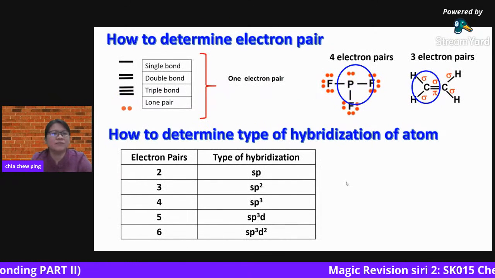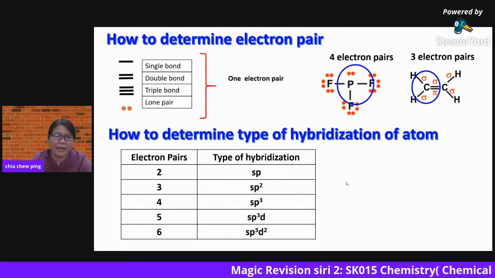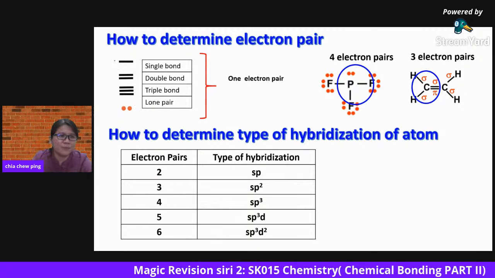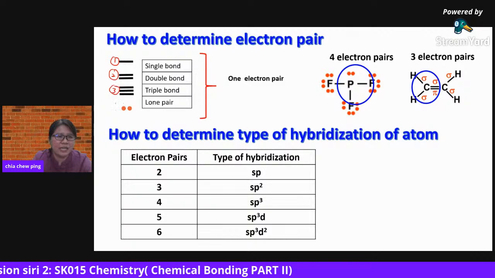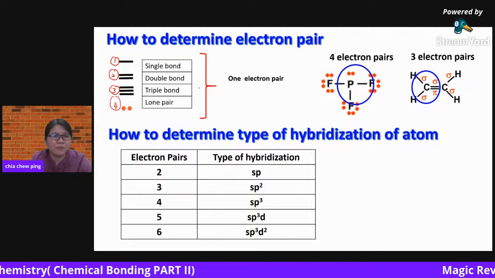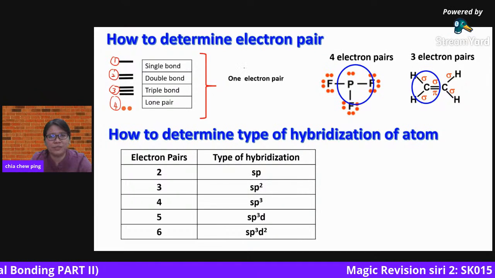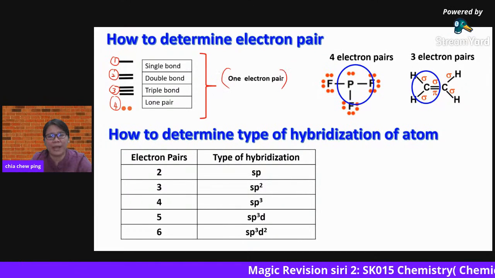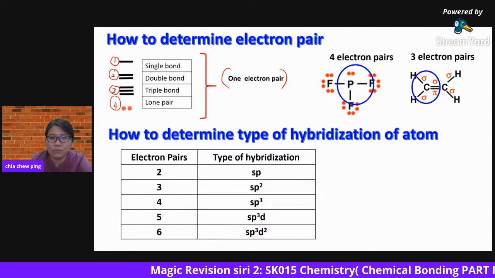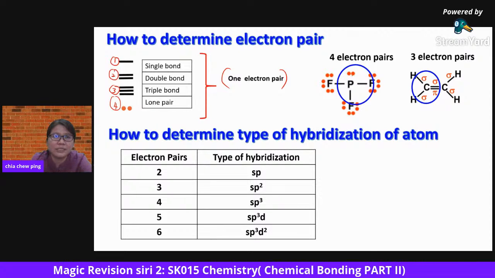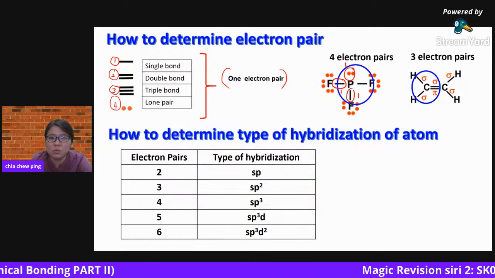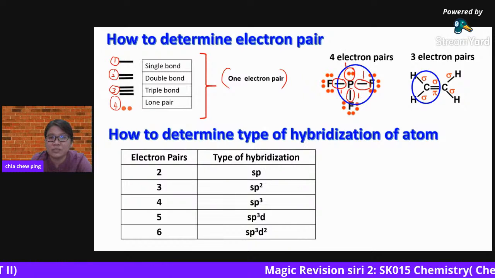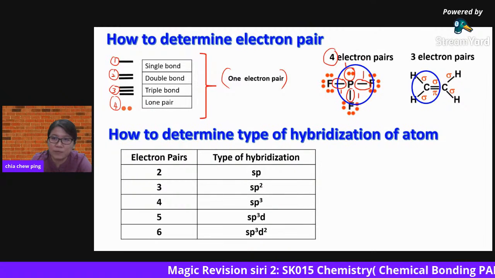Second one is you must know how to determine the electron pair. As you know, this is a single bond, this is a double bond, this is a triple bond, and this is a lone pair. For a single bond, double bond, triple bond, and lone pair, we consider each as one electron pair. Now for this example, I will show you how I count the electron pairs. First, the lone pair is 1. Single bond, 1. Single bond, 1. And this one, single bond, 1. So the total is 4 electron pairs.